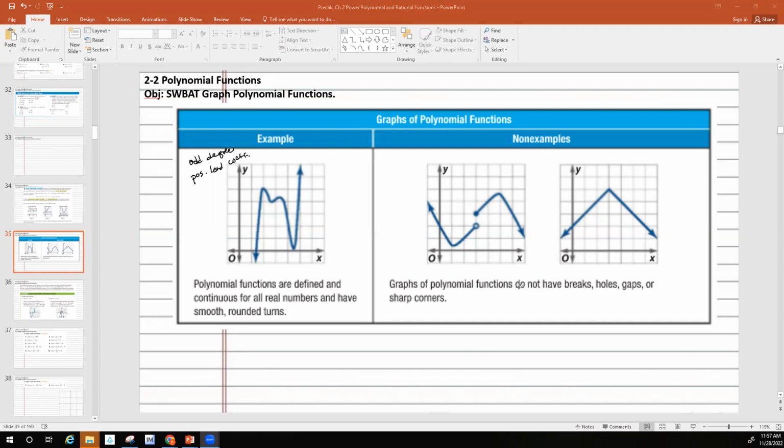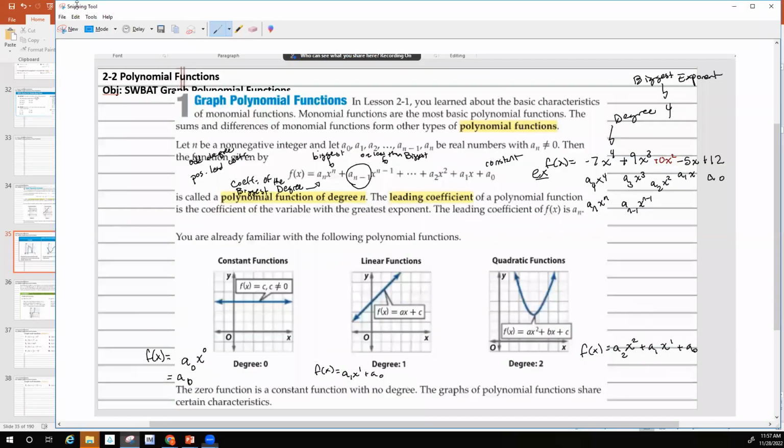Graphs of polynomial functions do not have breaks, so we don't have any holes or gaps in between, and there are no sharp corners. This is an absolute value because it's sharp. So that's what polynomial functions look like and what they don't look like.